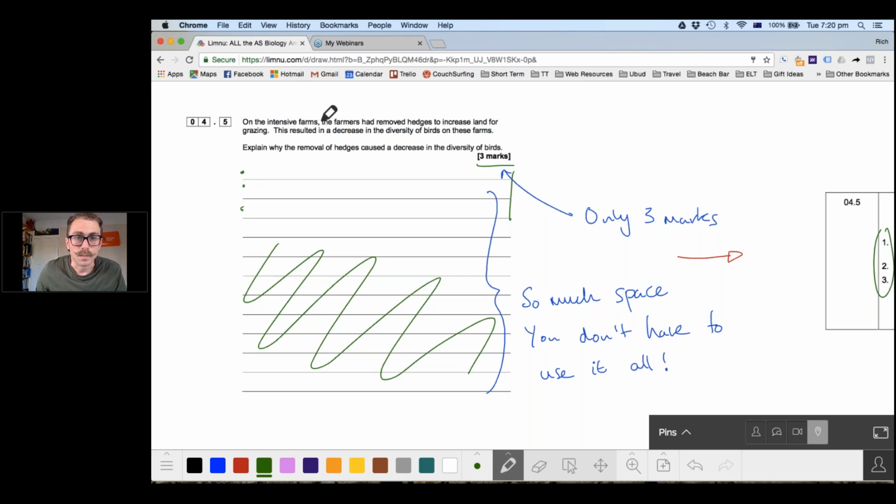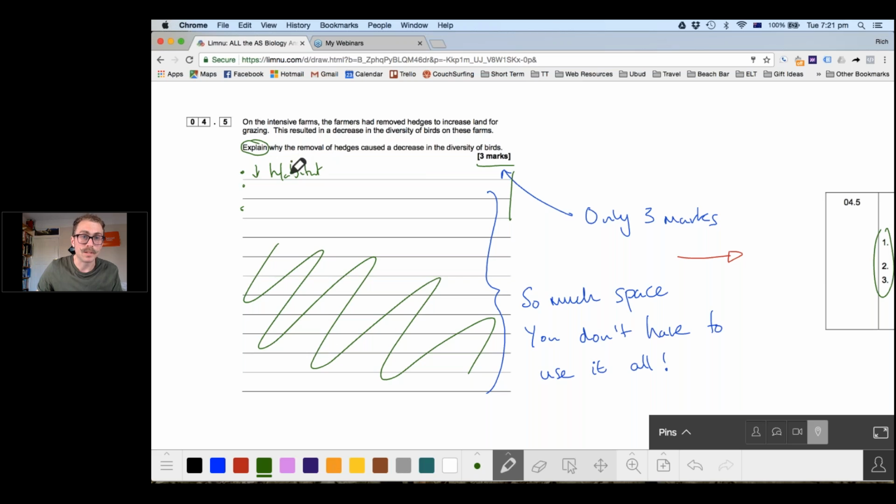On intensive farms, the farmers had removed hedges to increase land for grazing. This resulted in a decrease in diversity of birds on these farms. Give reasons why the removal of hedges caused a decrease in the diversity of birds. Okay, so we've got less habitat.